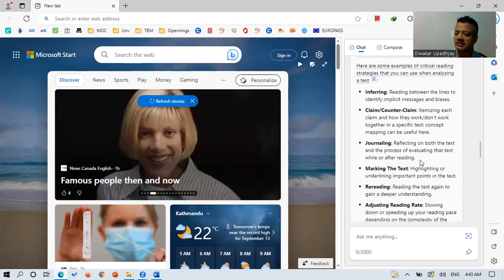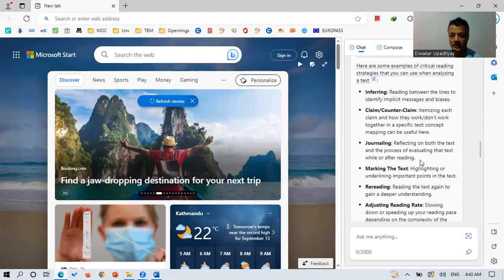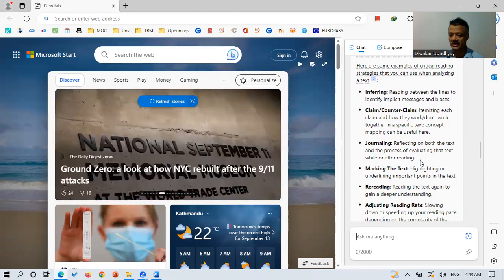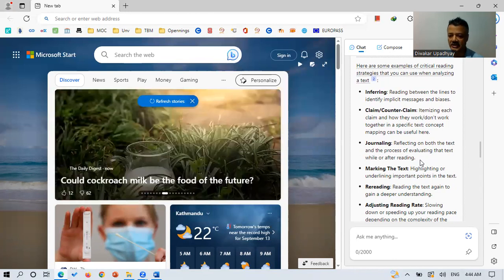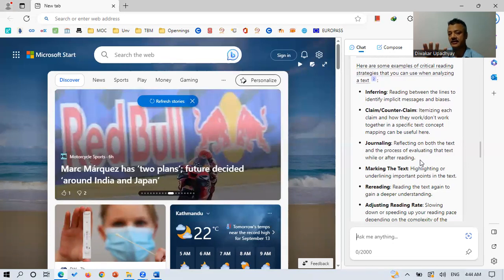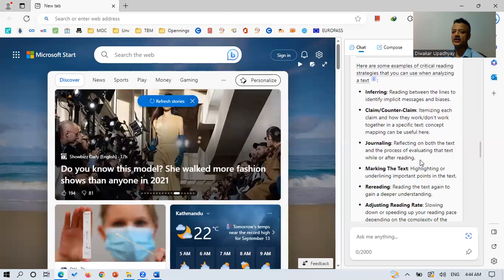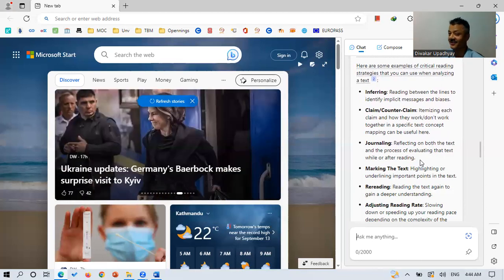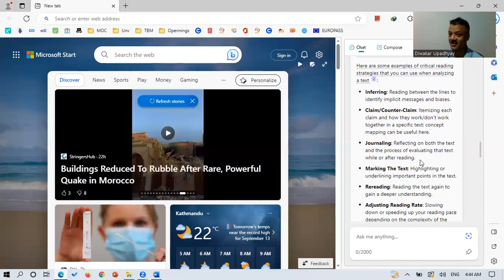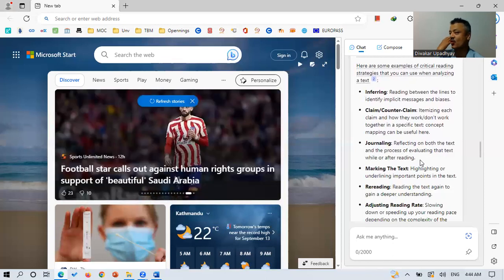When you say you are reading a text critically, what do you do? One, you make inferences; you infer. What is inferring? Reading between the lines to identify implicit messages and biases. Inferring is trying to understand what the text is saying indirectly, what the text says and what it actually means. What you say is not the same as what you mean. So critical reading is understanding what someone means, not what someone is saying.